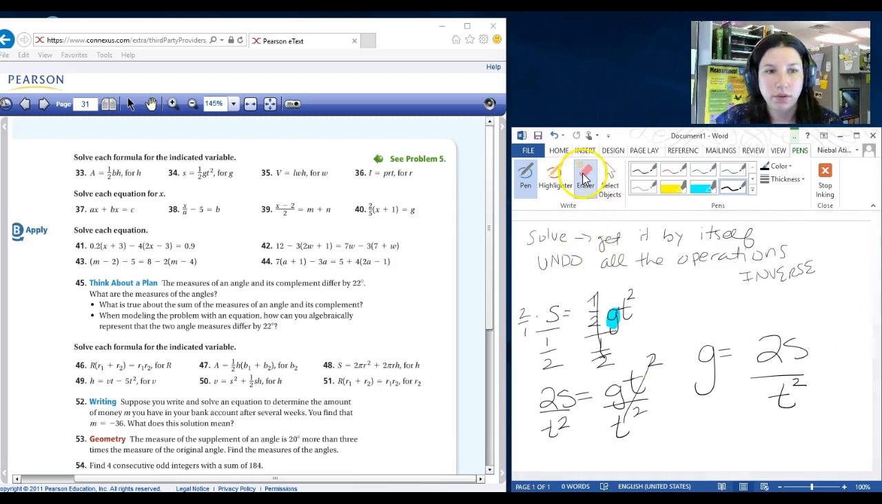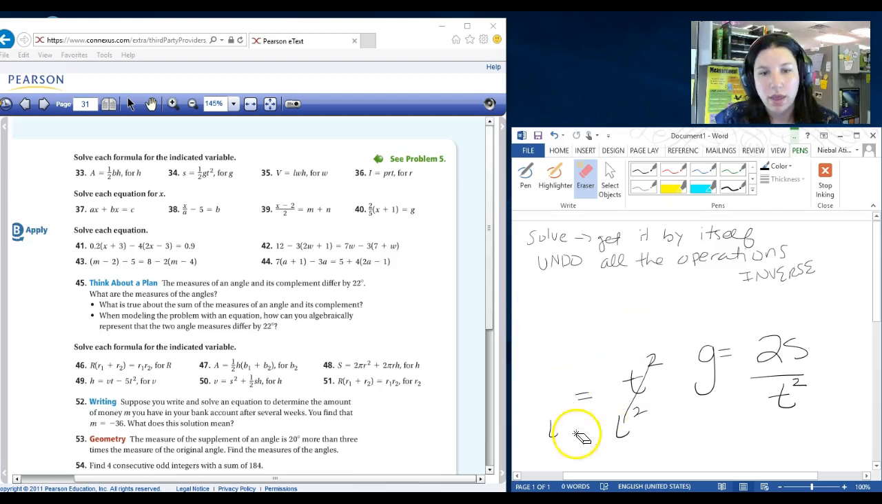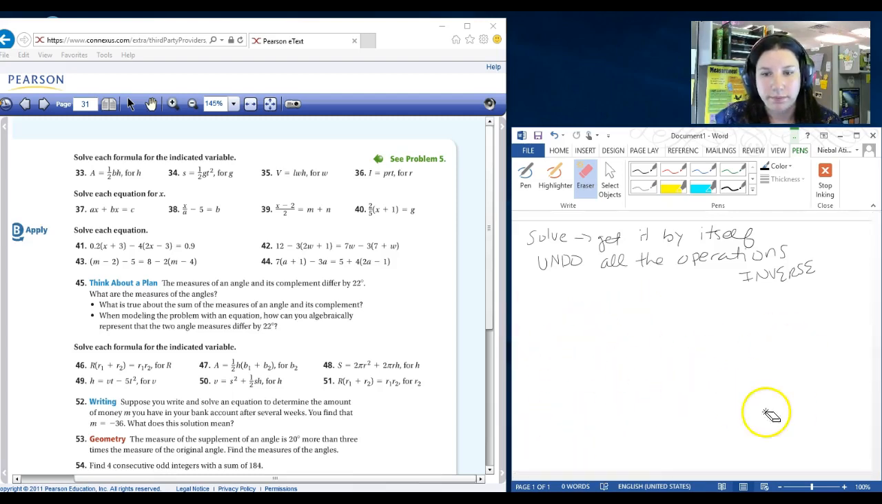Okay, let's do 35 and 36 just to make sure we're all extra confident with this. Volume equals length times width times height, which is V equals Lwh. Don't really need to know what the variables stand for. We don't need to do anything for them. We're just moving them around. You don't solve for W. We don't need to know what W is, if it's 2 or 3 or 4. We're just trying to get it by itself.